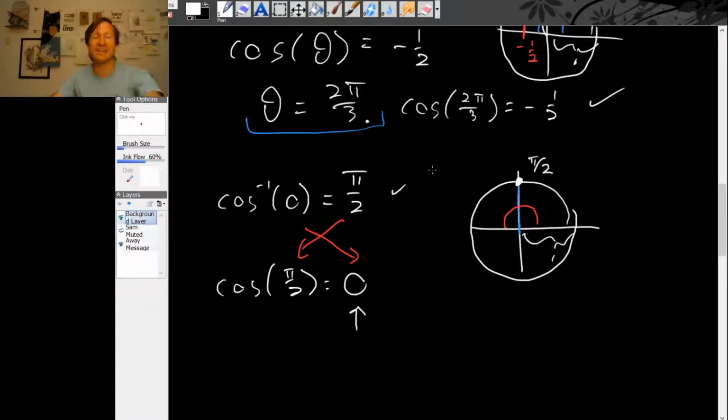All right, so that's inverse cosine. Of course, there's also inverse tangent, inverse secant, inverse cosecant, and inverse cotangent. But it turns out inverse tangent is the only one that's really worth knowing the graph of, so that's what we'll have a look at next.